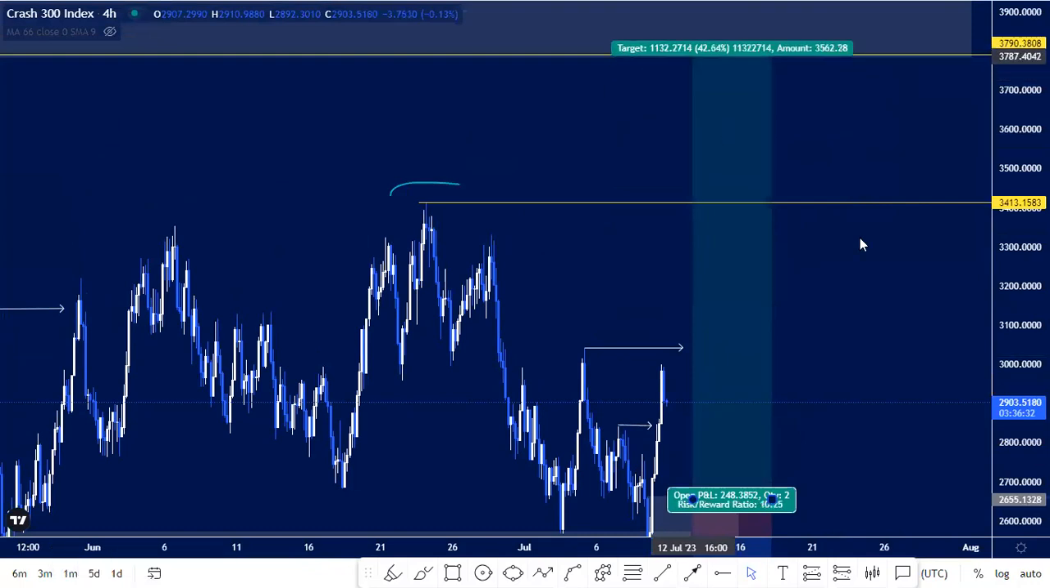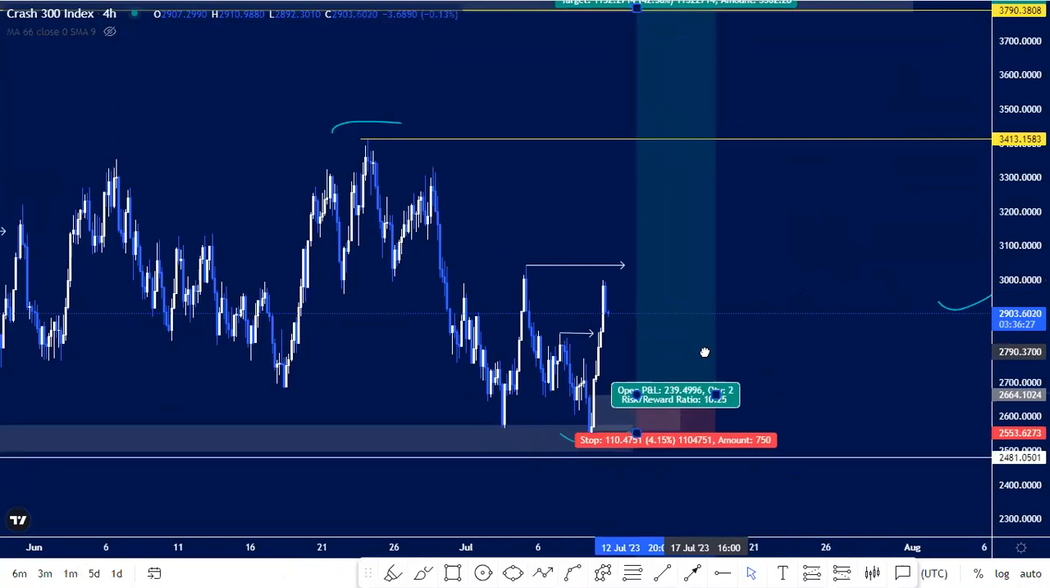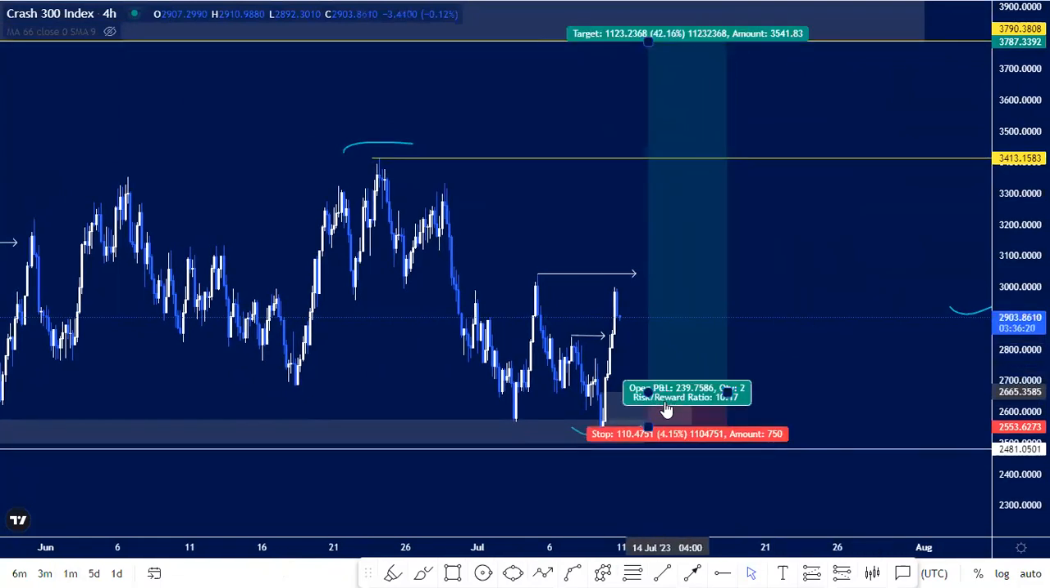So this is the analysis for Crash 300. This is the analysis for Crash trend. This is the entry point that you can probably wait for. Wait for this entry point.